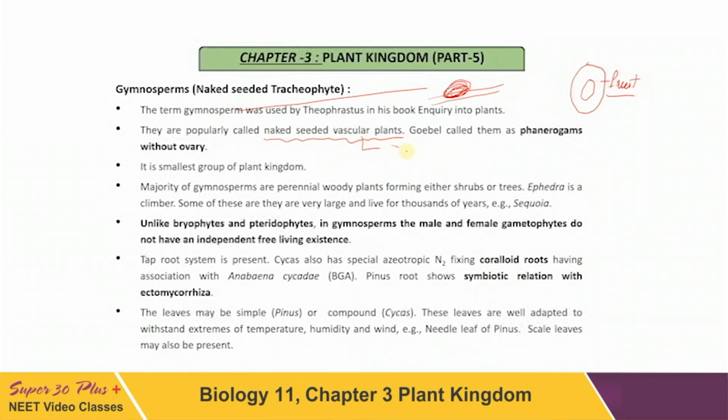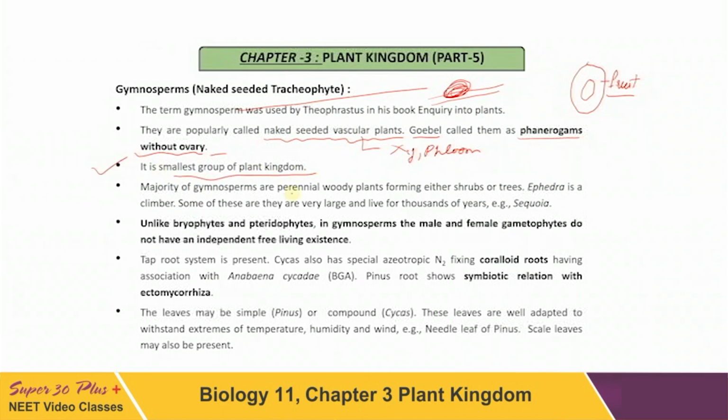Vascular means because they have the vascular tissue, that is xylem and phloem are present in these. One of the scientists called gymnosperm as phanerogames without ovary. In gymnosperms, the flower and ovaries are absent and therefore the fruit is not formed. Therefore, these are known as phanerogames without ovary. This is the smallest group of plant kingdom. You have to remember it.